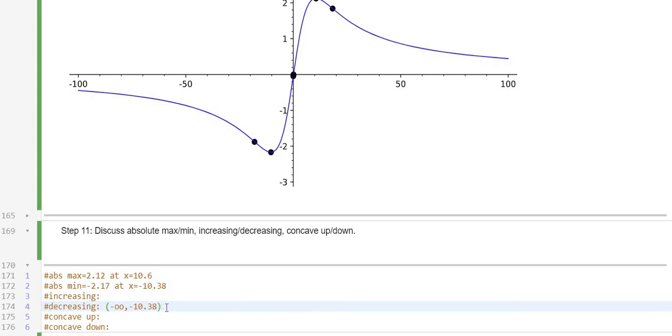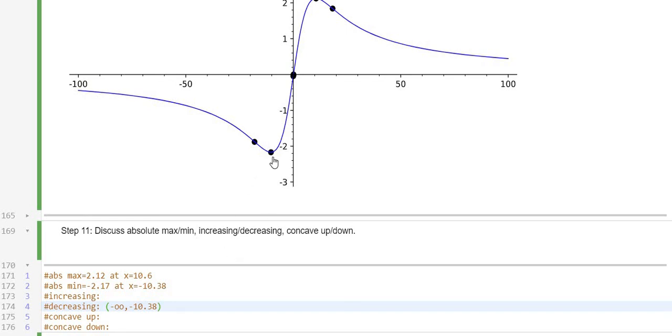Okay, notice what I'm writing here is an interval of x values. There is no y values here. I did not say y changes from 0 down to negative 2.17. I don't care about that. That's not what I'm saying. When I'm asking where the function is decreasing, I'm talking about x values. When x goes from negative infinity up to negative 10.38, then the function is going down.